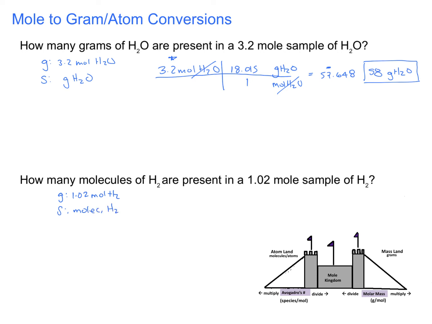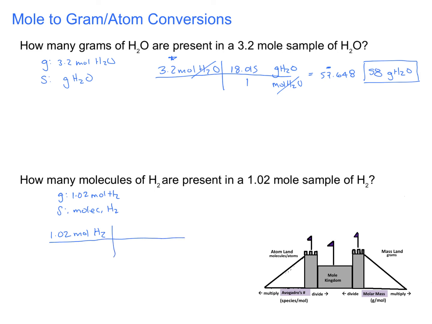So in this problem, our given is moles, so we're starting in the kingdom, and we are converting into molecules, so we're trying to go over to atom land. So we're going from the mole kingdom into atom land. We know when we exit the kingdom, multiplication is what's going to happen, and we're going to use Avogadro's number. Okay, so I'm going to plug this in. Our given goes into our dimensional analysis setup.